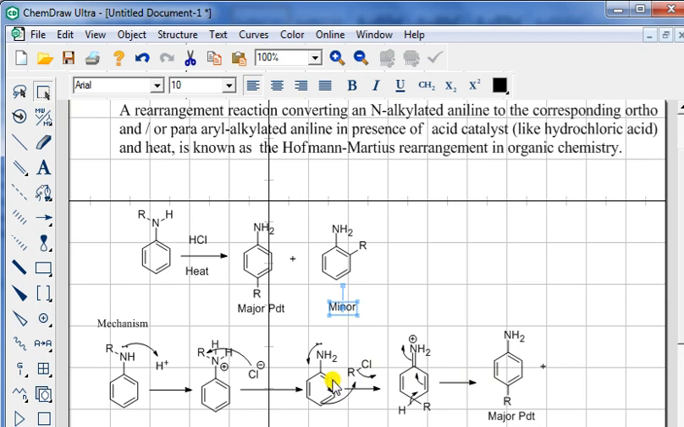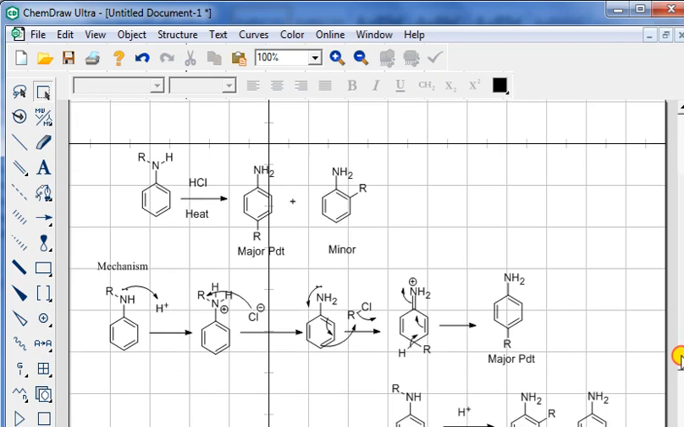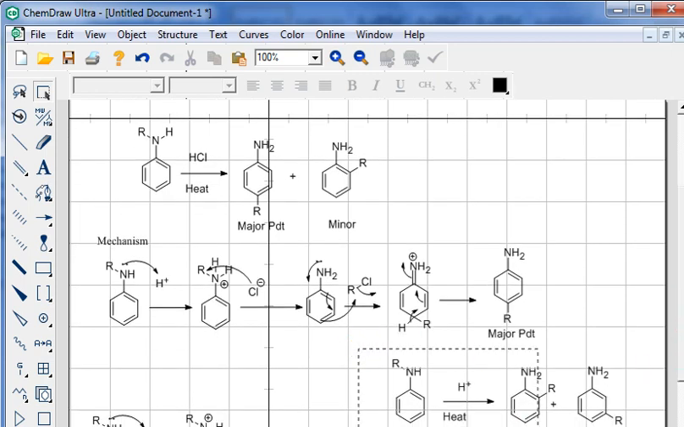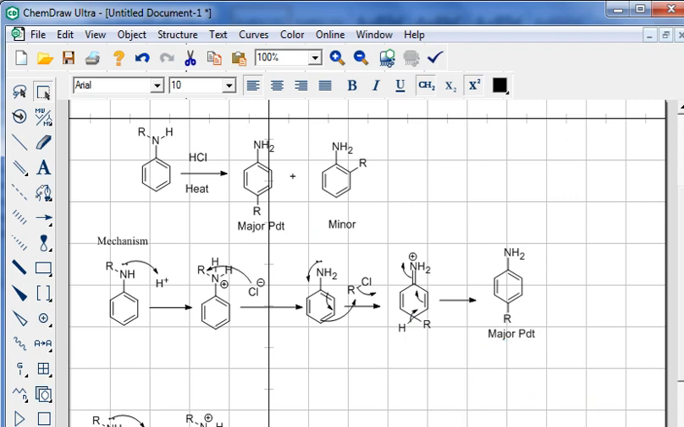So attack from here only. So minor product also you can draw. You no need to draw that. So one structure is enough. Drawing mechanism for one structure is enough. Now I want to show you how to make it look nice, beautiful. So here, all the structures, align the structures so that it looks beautiful.